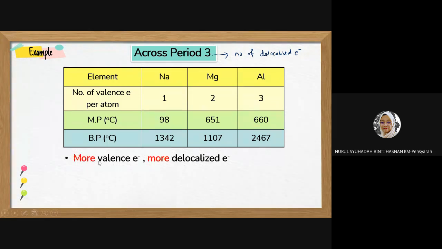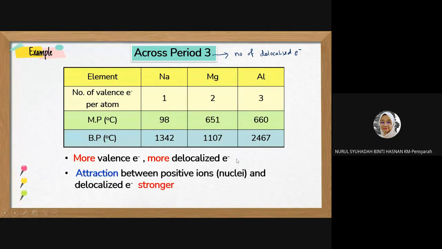So, more valence electron, more delocalized electron. So the attraction between the positive ion and the delocalized electron is stronger. Okay, so stronger metallic bond, higher boiling point. So nanti dalam tutorial kita akan bincang specifically macam mana nak jawab soalan kalau berkaitan dekat sini. Yang ni just nak tunjukkan lagi banyak delocalized electron, lagi kuat metallic bond, lagi tinggi melting and boiling point. Okay, is it clear?